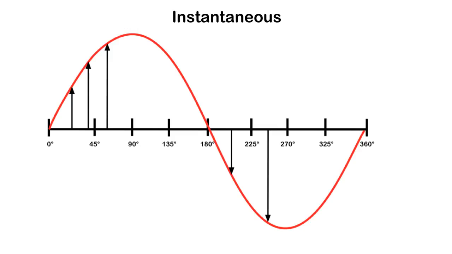Now, instantaneous could be a little trickier, but we're going to discuss it. You notice that as we have this sine wave here, there are different degrees. I've just marked 0, 45, 90, 135, 180, 225, 270, 325, 360 along there. But there's going to be almost an infinite number of degrees along the track here. At any point in this waveform, I should be able to calculate what the voltage is, or the current, depending on if we're looking at a voltage waveform or a current waveform. There's a very easy way to do that.